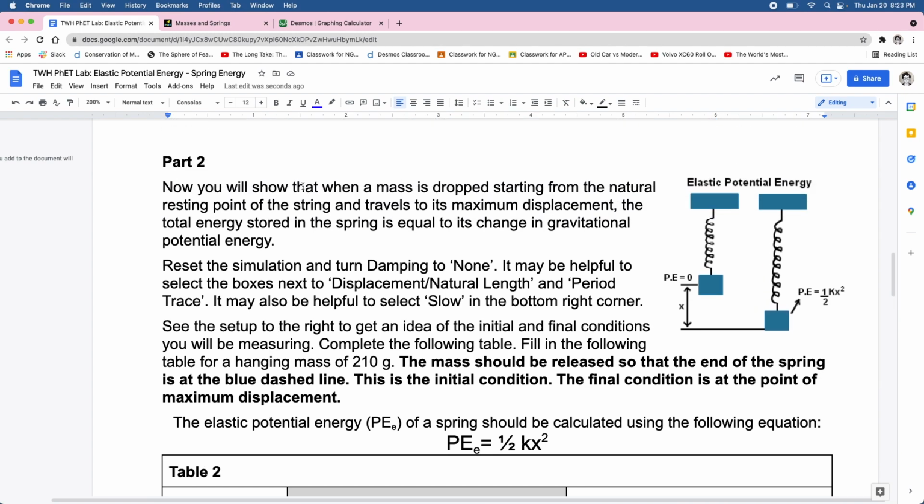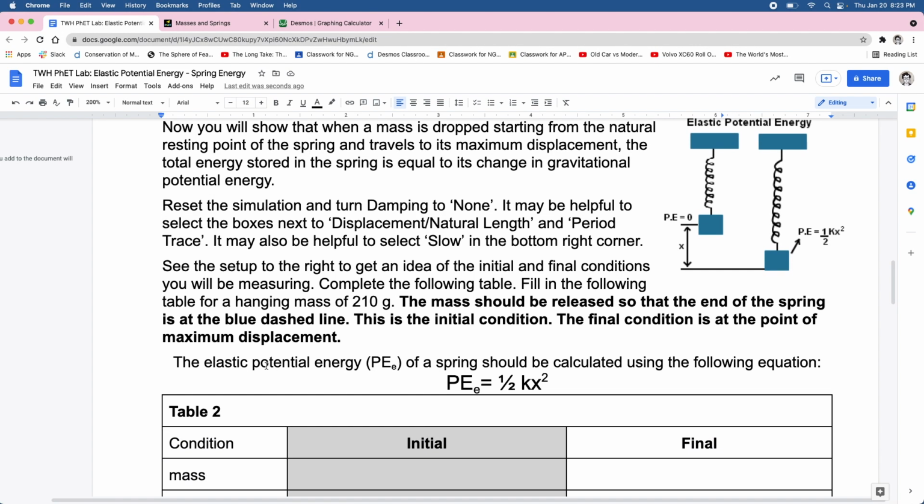Now it says you will show that when a mass is dropped starting from the natural resting point of the spring and travels to its maximum displacement, the total energy stored in the spring is equal to the change in gravitational potential energy. We're going to look at that using this table too. It says reset the simulation and turn damping to none. It may be helpful to select the boxes next to displacement / natural length and period trace. It may also be helpful to select slow at the bottom right hand corner.